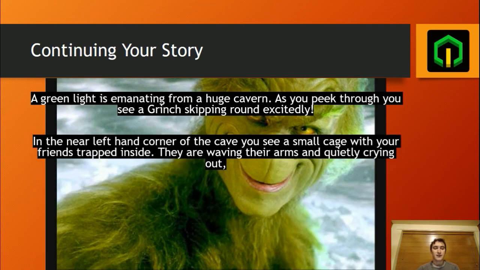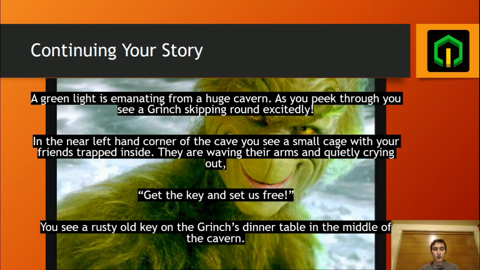In the near left-hand corner of the cave, you see a small cage with your friends trapped inside. They are waving their arms and quietly crying out, "Get the key and set us free." You see a rusty old key on the Grinch's dinner table in the middle of the cavern.